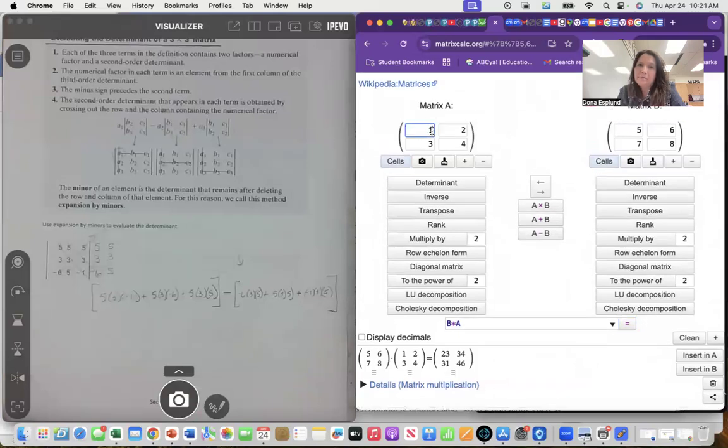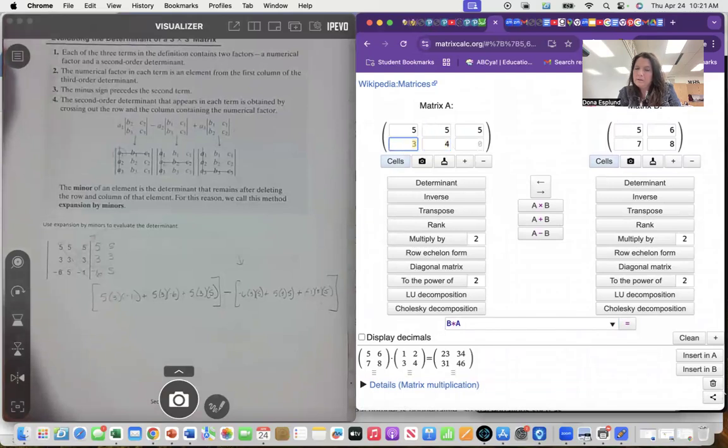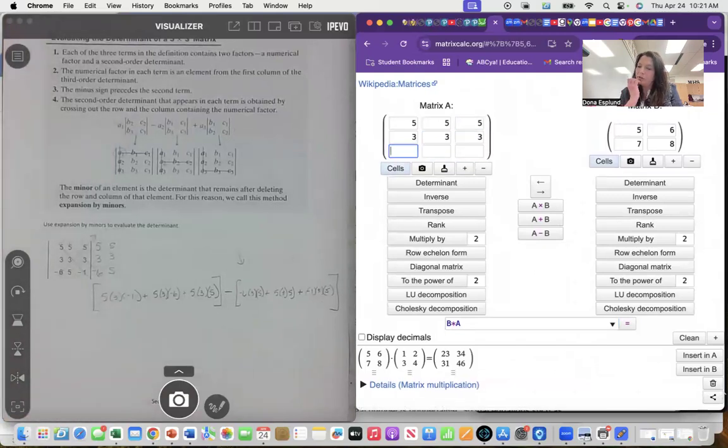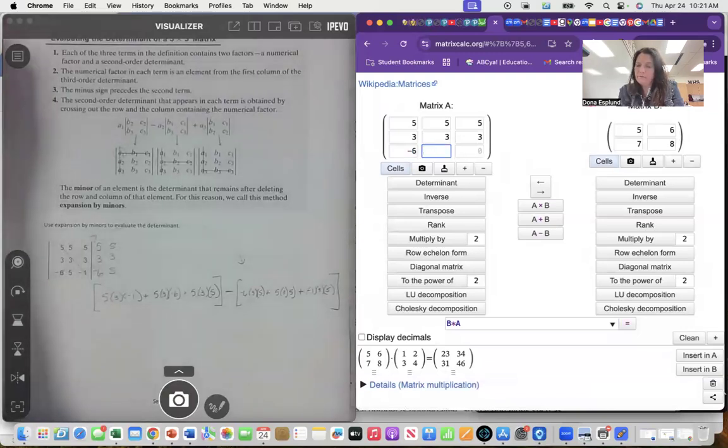I'm going to do matrix A. I'm going to go ahead and put my matrix back in. I'm just going to do the 3 by 3. So the first row is 5, 5, and 5. My next one is 3, 3, and 3. I'm going to hit return, so I have another row. -6, 5, and then -1.